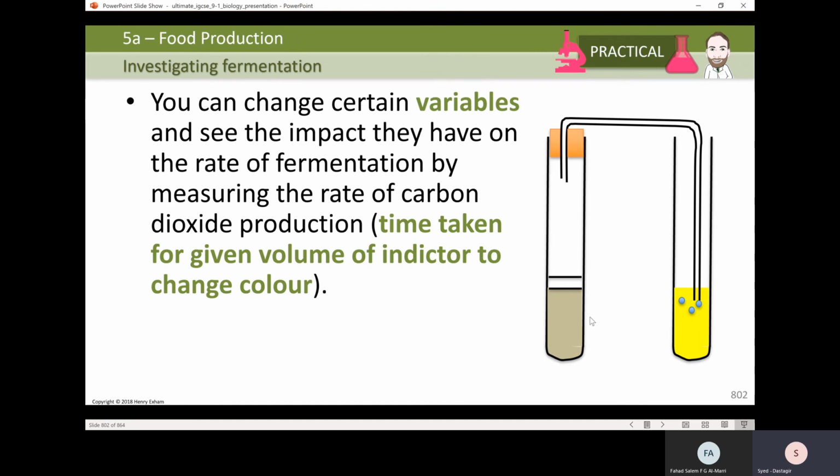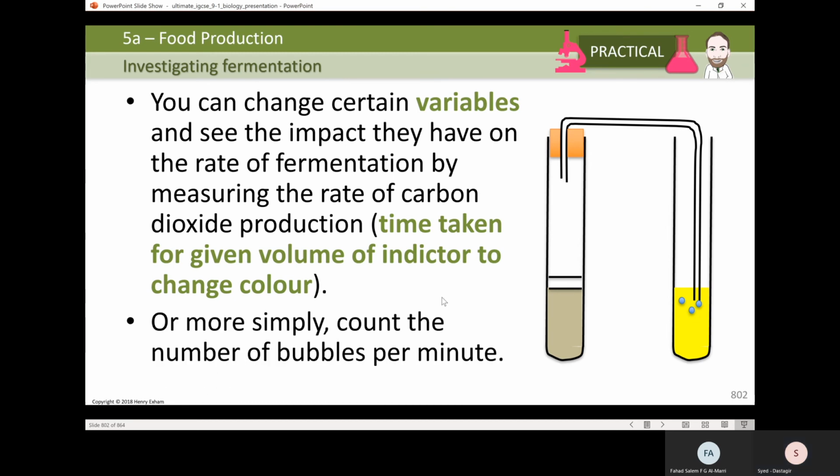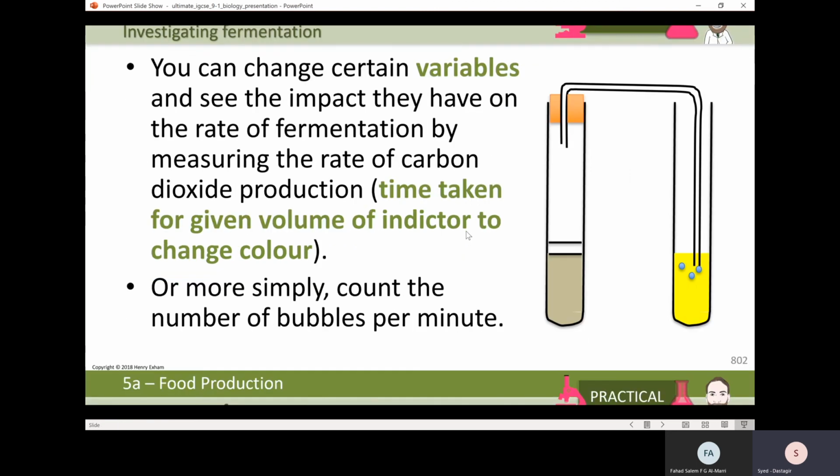Basically, how long it takes for a given volume of carbon dioxide to change the color of the indicator. So we can count the number of bubbles per minute, basically, similar to a photosynthesis experiment, if you recall.